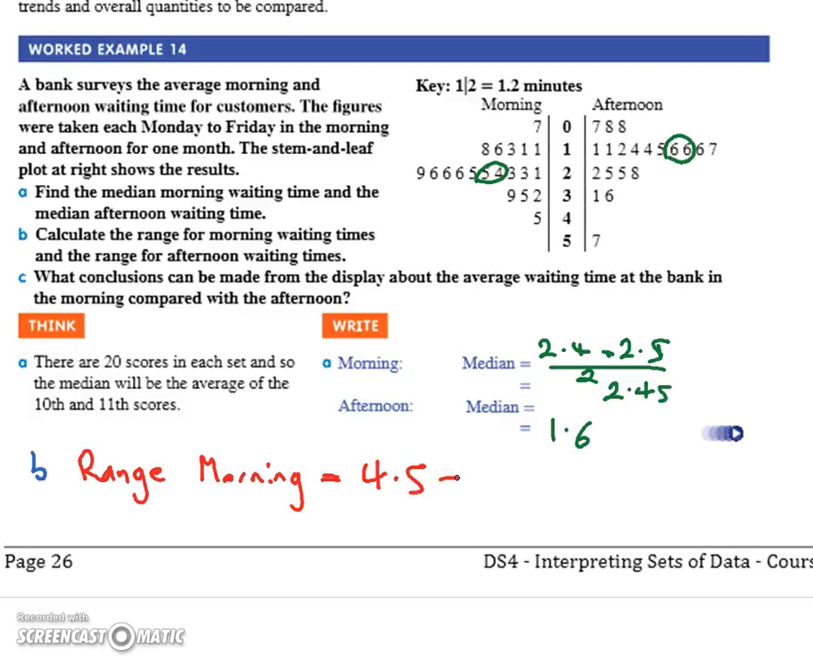And what's the quickest time? Yep. Gives us a range of 3.8. And then the afternoon. What's our longest? Yeah. And our shortest? Excellent. So we've now got our median waiting time, and we have our range.